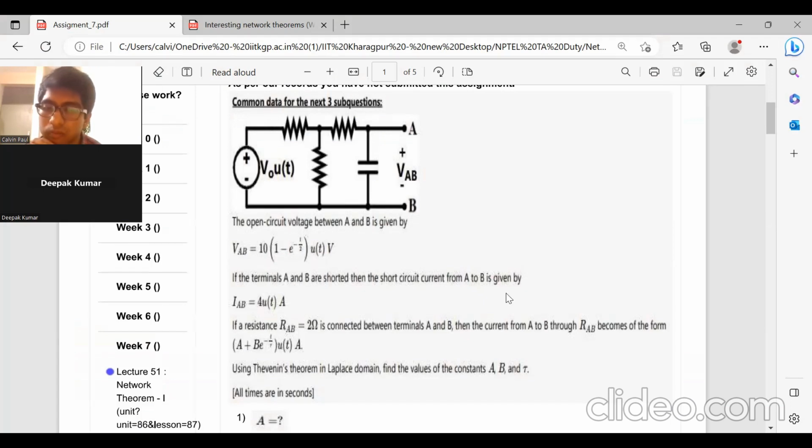Just read this question once. Read the question completely. If the terminals AB are shorted, then the short circuit current is IAB. A resistor of 2 ohm is connected between terminals A and B. The current from A to B, IAB, becomes from this. Using Thevenin's theorem in the Laplace domain, find the value of the constant AB and tau. All times are in seconds. Okay. So how do you solve this?